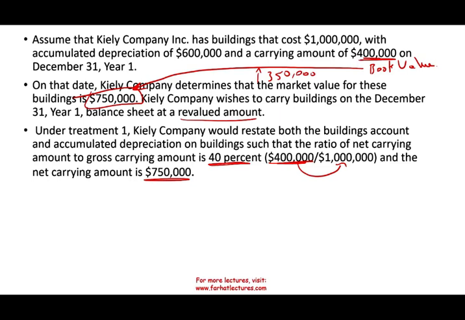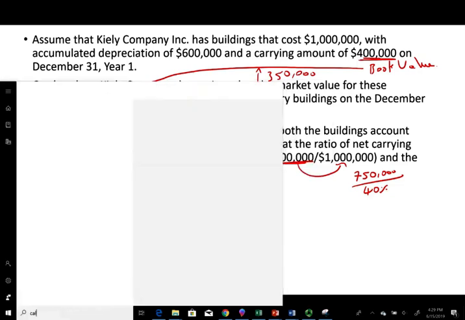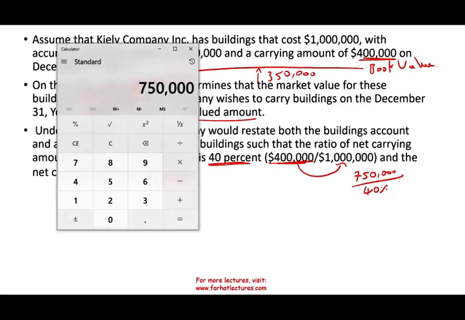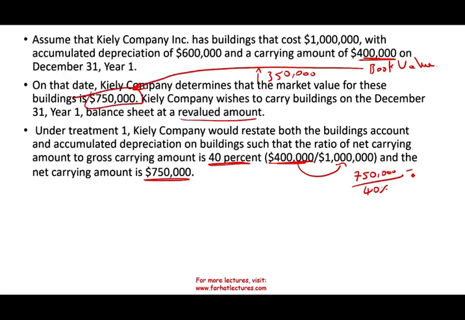What does that mean? It means to find my new, in quotes, cost, my new cost, I'm going to have to take 750 divided by 40%. Let's do this. I'm going to take 750 divided by 0.4. So the new value of my asset, which was $1 million at the original cost, I should now consider my asset at 1,875,000. And the book value should be 40% of this.